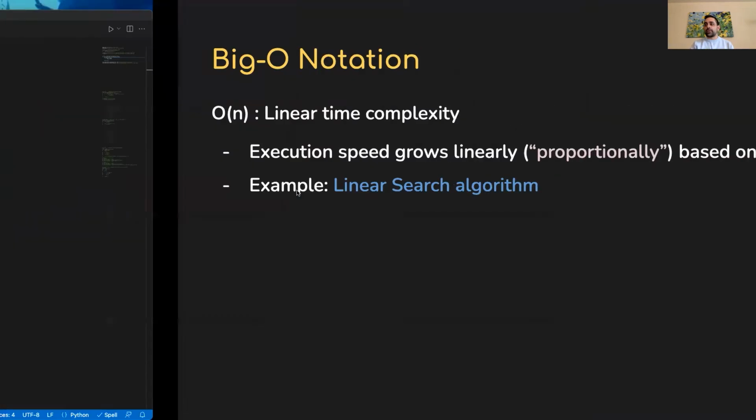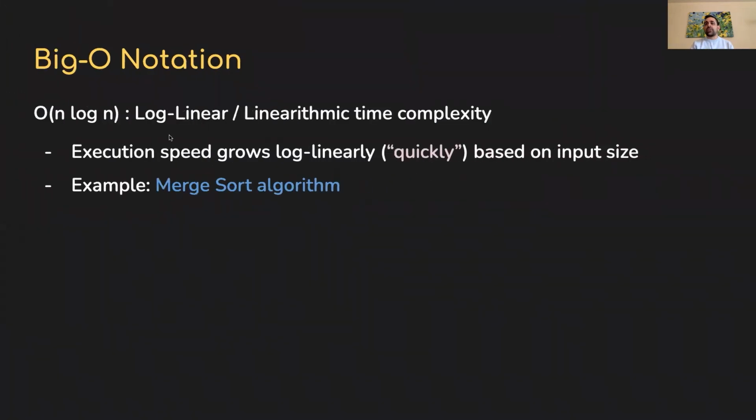Let's move on to another type. So let's go with log linear, also known as linearithmic time complexity. Kind of a mouthful to say. Execution speed grows log linearly, so it's n times log n is kind of like the factor here. I kind of say that quickly. So execution speed grows quickly based on input size.